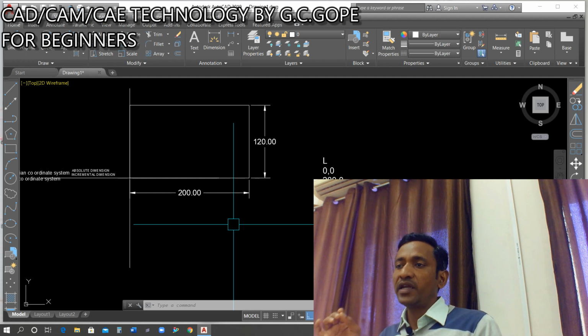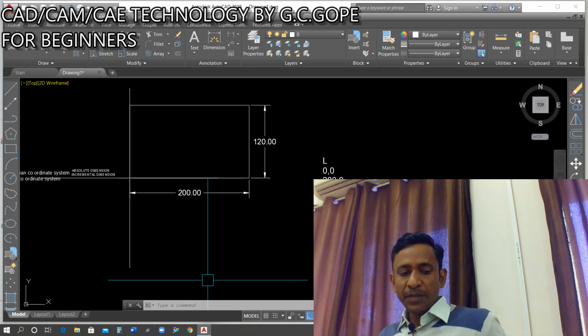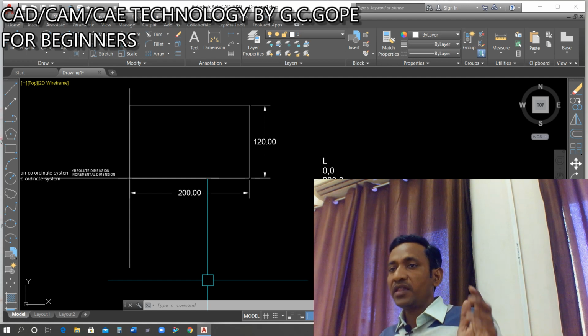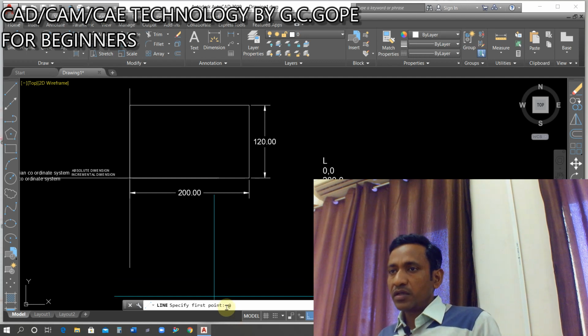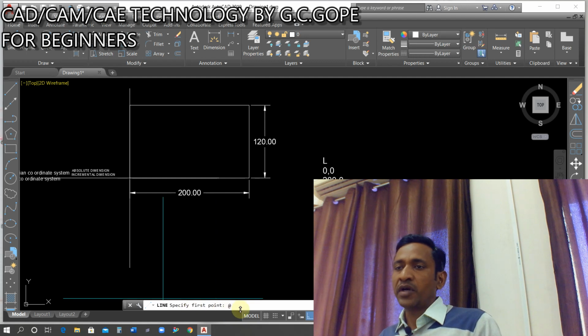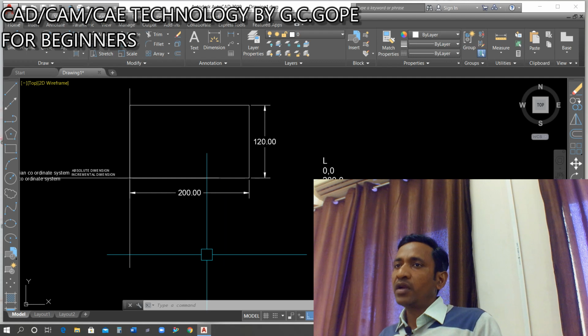How will we bring in the command bar? For that we have to press shift plus 2. When we press shift plus 2, the at-the-rate symbol comes up on this screen. I will show you. I'm going to press L, enter. Now shift plus 2, we see it in this command bar. So this is how to specify the incremental coordinate system.